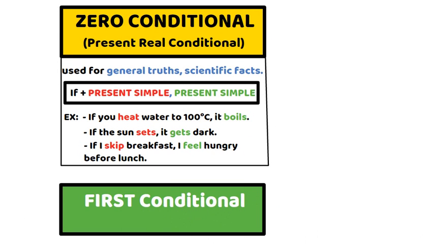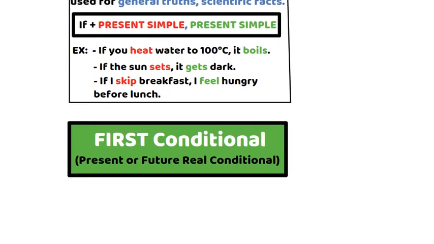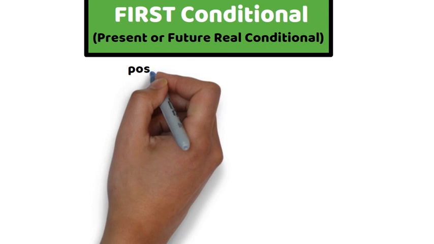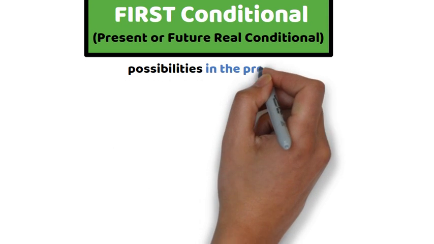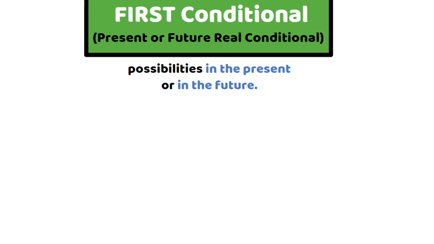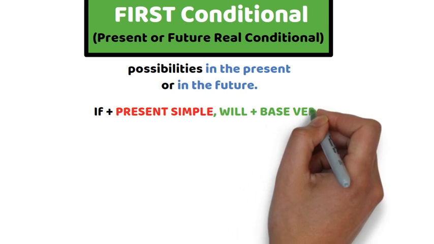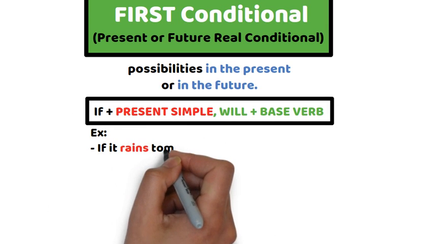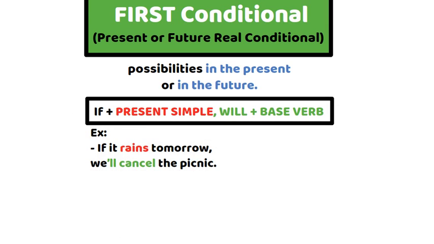First conditional, or present or future real conditional. We use the first conditional when we talk about possibilities in the present or in the future. Form: if plus present simple, will plus base verb. For example, if it rains tomorrow, we'll cancel the picnic.